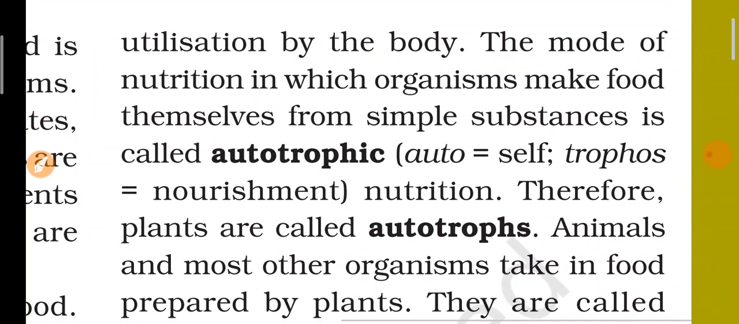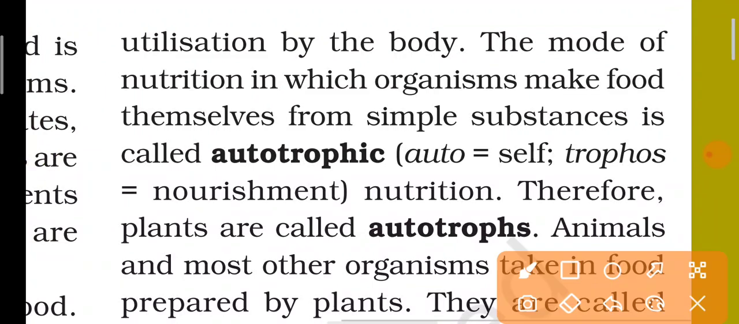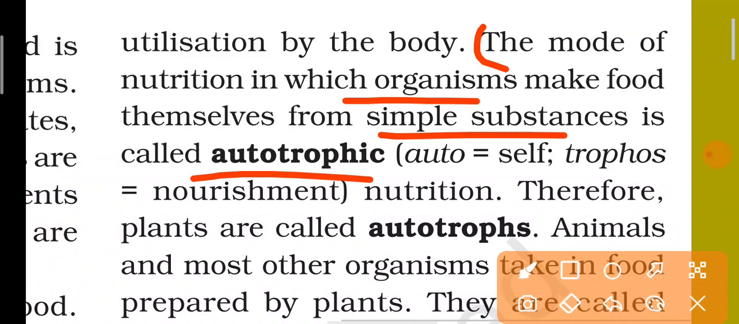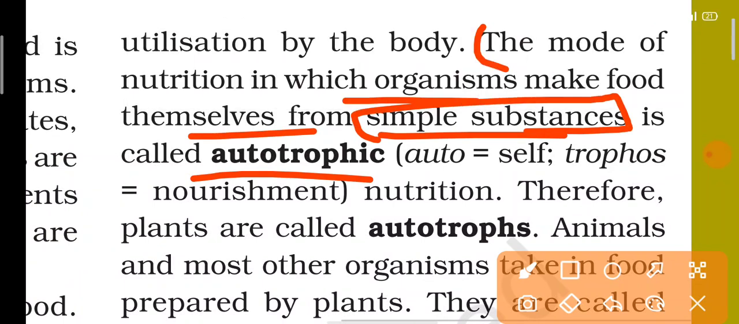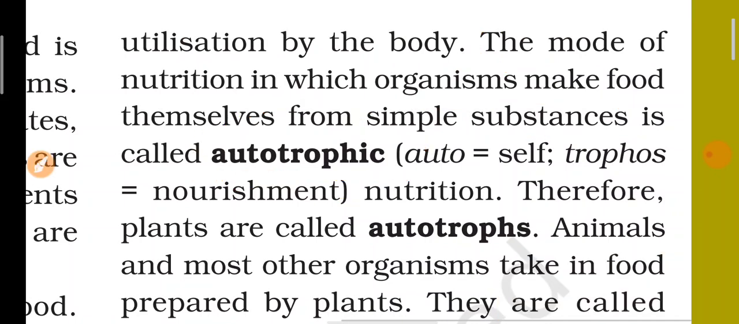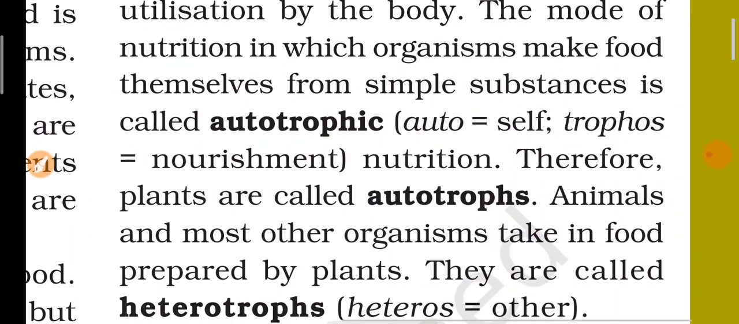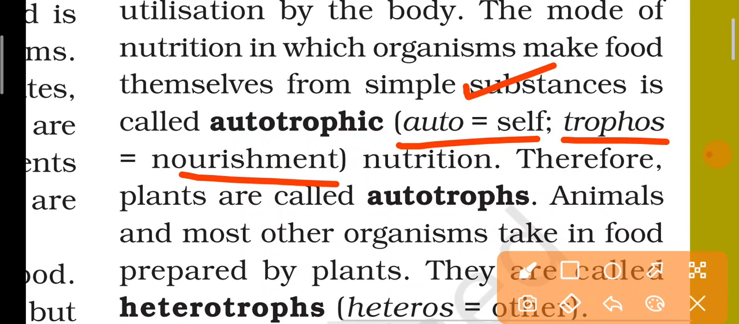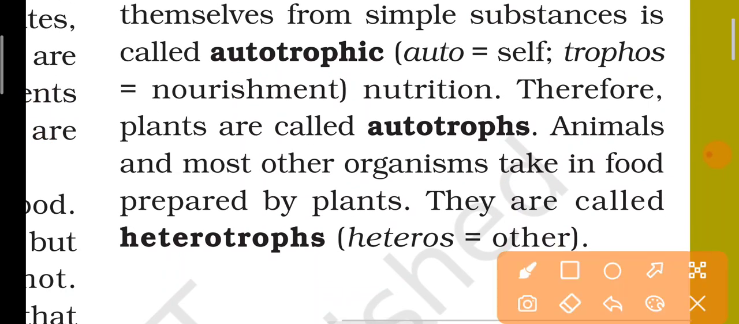The mode of nutrition in which organisms make food themselves from simple substances is called autotrophic. Autotrophic comes from two words: auto means self and trophos means nourishment, and therefore the plants which come under this autotrophic nutrition are known as autotrophs.